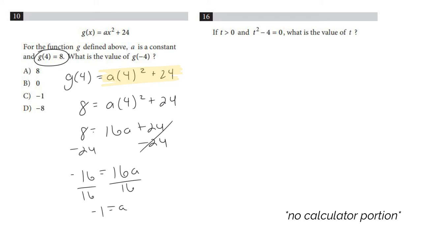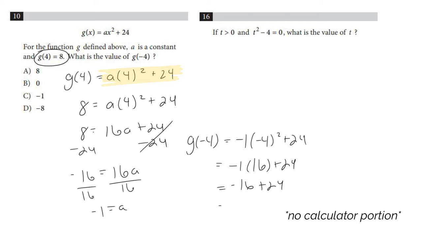Now I want to find the value of g of negative 4. So all I would do then is take this equation again, and if I know that I'm plugging in negative 4, so g of negative 4, I found that a was negative 1, plugging in negative 4, and then add 24. So equals negative 1 times 16 plus 24. Negative 16 plus 24 means that my answer would be positive 8.